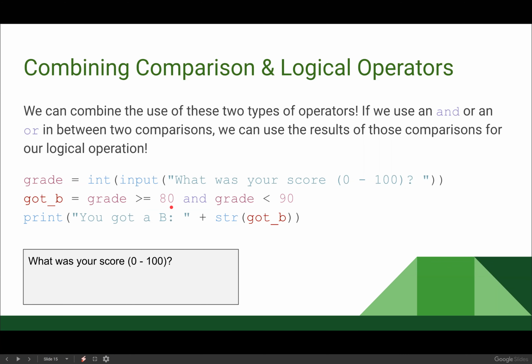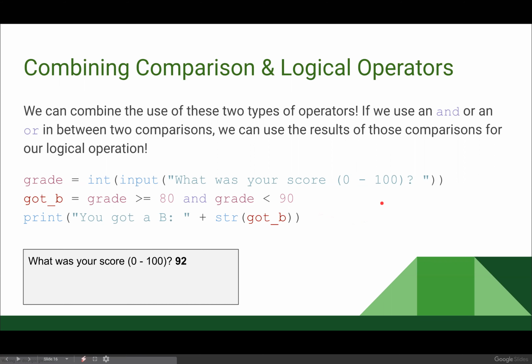So if the number is 80 or higher, and grade is less than 90. So if it's between 80 and 89, then they got a B. If it is outside of that range, they did not get a B.